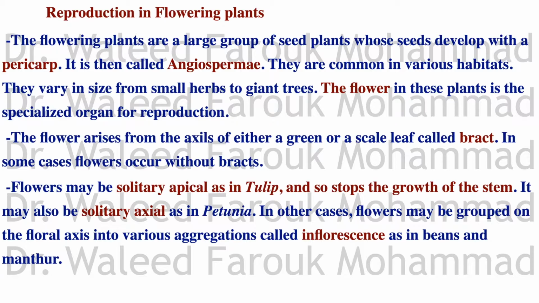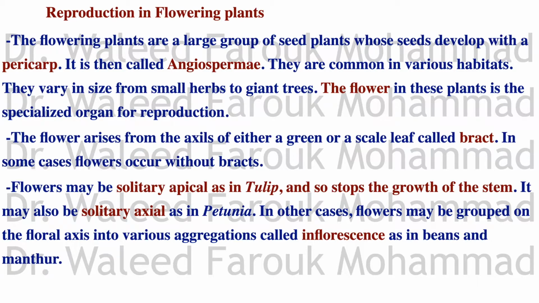The flowering plants, a large group of seed plants. Their seeds develop with a pericarp. Pericarp معناها القشرة. هو ده اللي هيبقى قشرة الفاكهة بعد كده. It's called angiospermy. The flower in these plants is the specialized organ for reproduction.